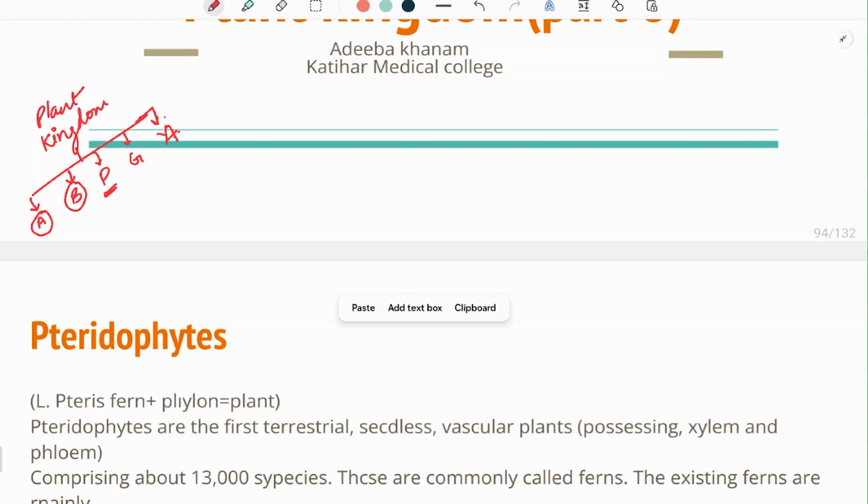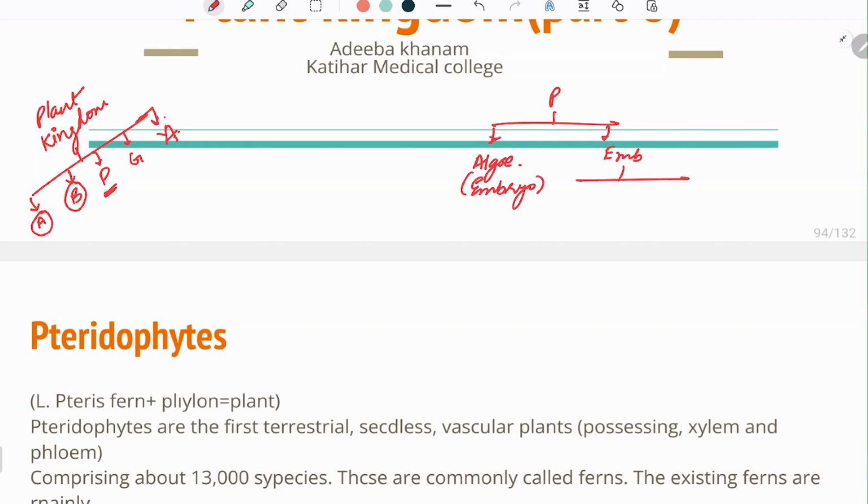We divide plant kingdom in two parts. One is embryophyta and the other one is algae, that is without embryo. There is no embryo formation, but in embryophyta there is embryo formation. Now embryophyta is divided into two categories.